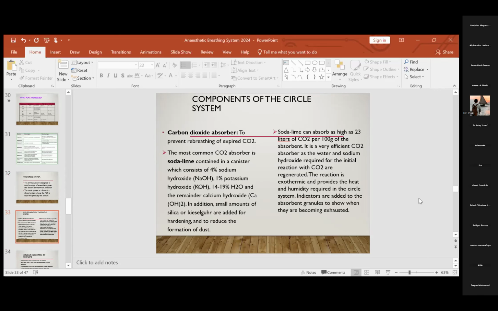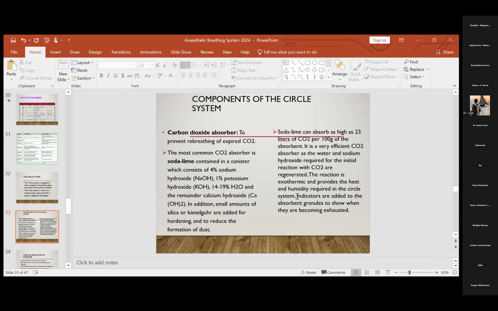Now, how does it do that? By incorporating a carbon dioxide absorber. All right, this helps to prevent rebreathing of expired gases. It prevents rebreathing, because remember we did say that in a closed system there's rebreathing, and if there's rebreathing of carbon dioxide, you're going to have hypercarbia, carbon dioxide narcosis, and all other problems that are related to increased concentration of carbon dioxide in the system. So to prevent this, there's a carbon dioxide absorber that has been incorporated into the circuit system.